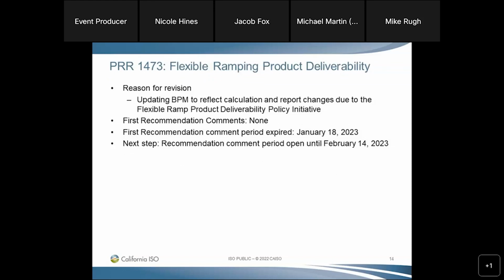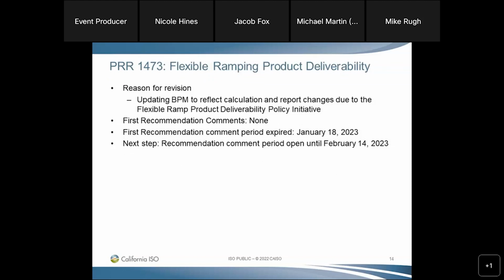All right, let's talk about PRR 1473. So this is also flexible ramp product deliverability. The reason for this revision is updating BPM to reflect calculation and report changes due to the flexible ramp product deliverability policy initiative. So the first recommendation comment period expired January 18th, 2023.